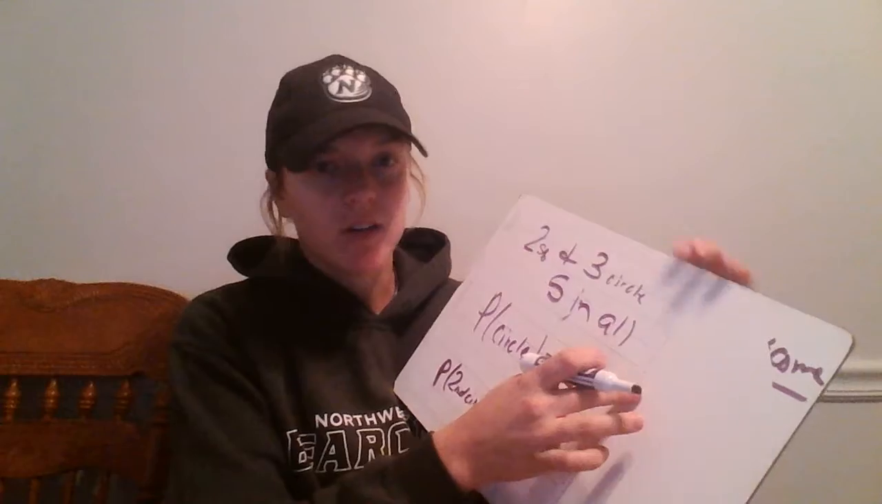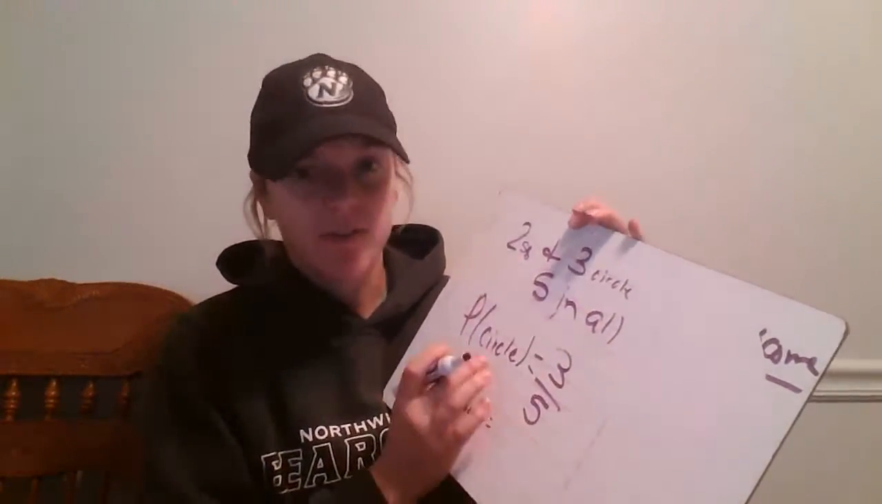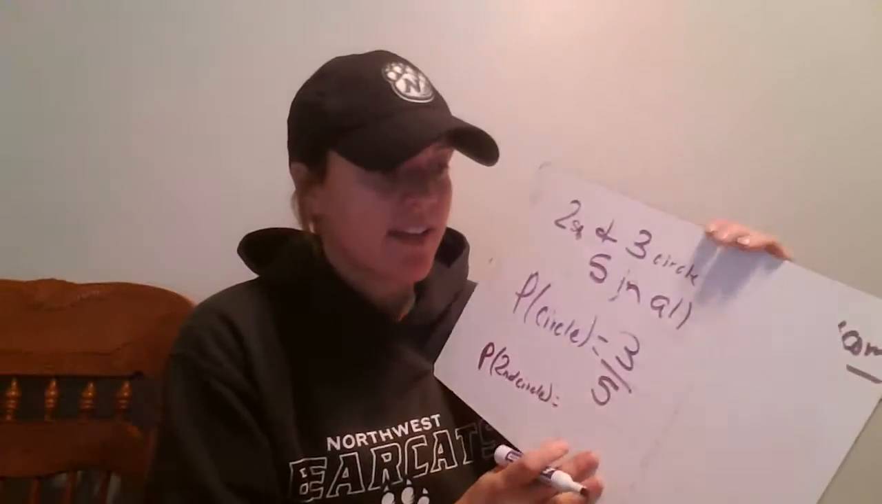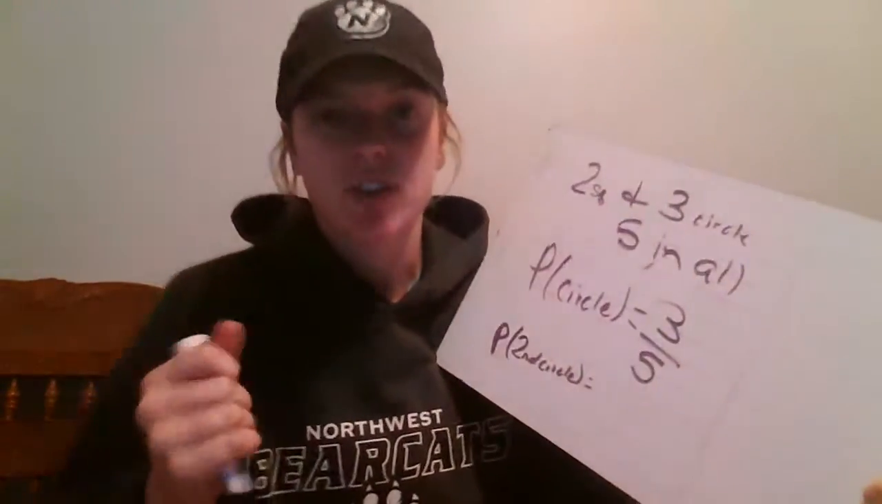Okay, so we just found the probability of the first circle. So we knew that there were 5 in all and that there are 3 circles. So the first circle is going to be a probability of 3 over 5. Now, they said that she kept the circle that she first took.